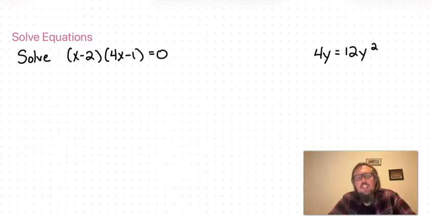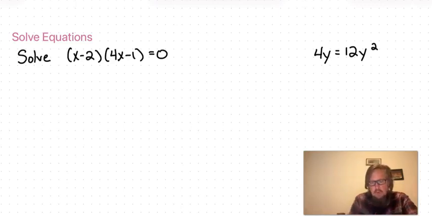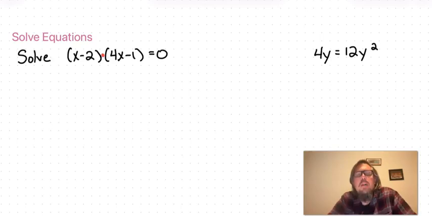So let's solve an equation involving polynomials. This equation says (x - 2)(4x - 1) = 0. What's important to know here is that this is two things being multiplied together. It's x - 2 being multiplied by 4x - 1, and the answer is 0.